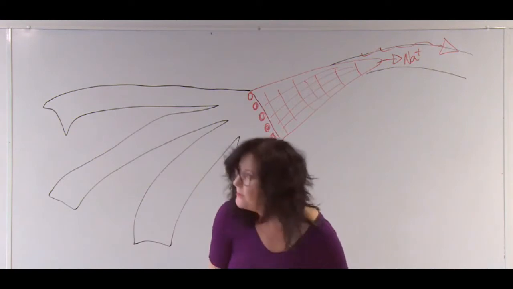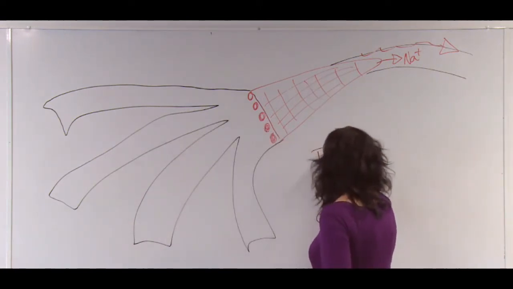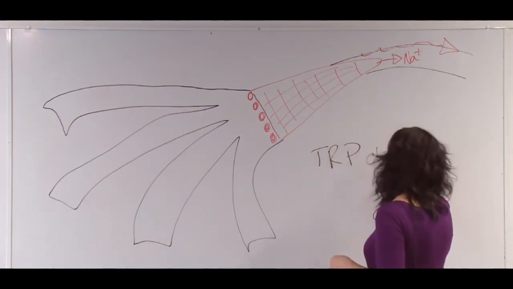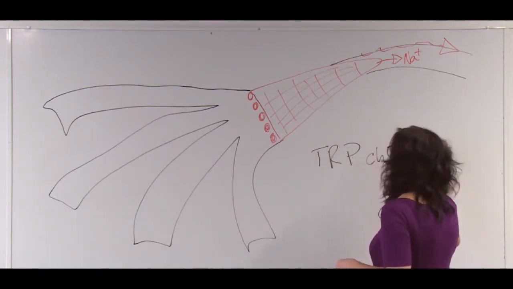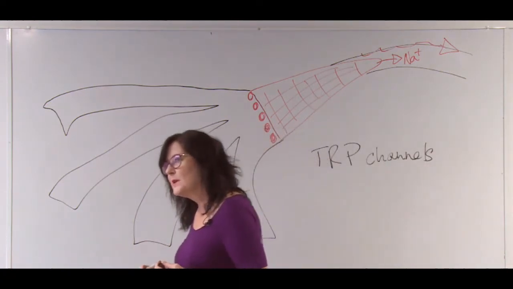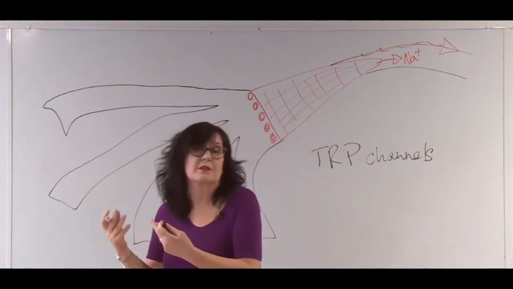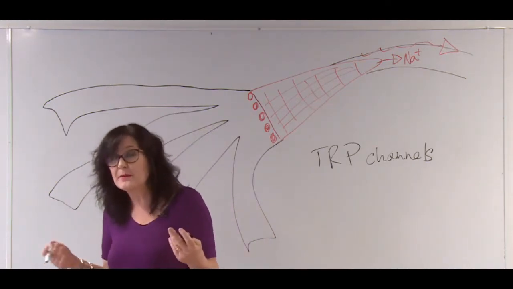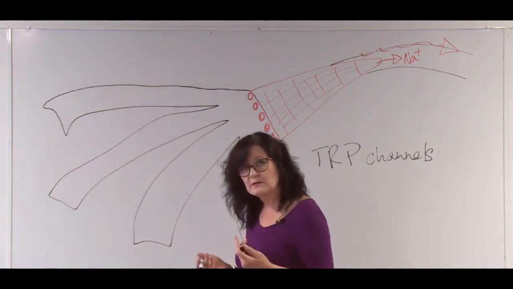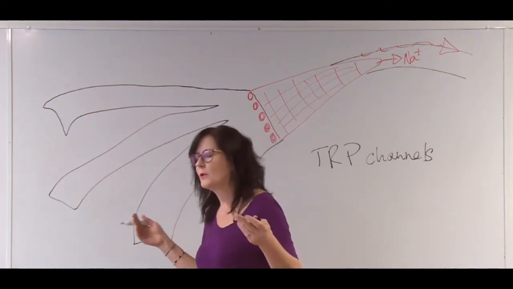Now, we've talked a bit about TRP channels. There are lots of TRP channels. Some of them allow an influx of sodium, some allow an influx of calcium, but the upshot's going to be the same. You're going to get an EPSP because they're both cations. TRP channels, there are hundreds, and we're still finding more and more and more.